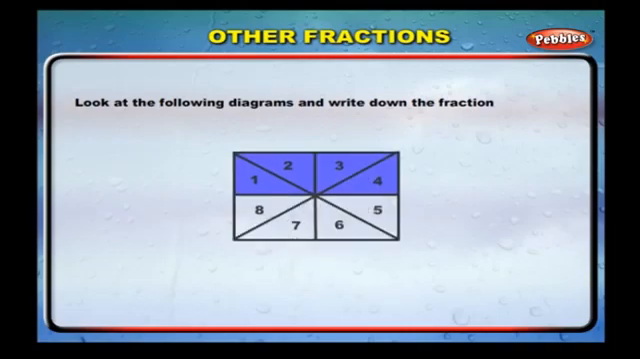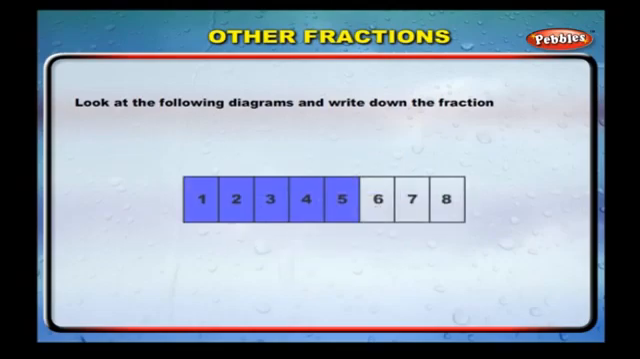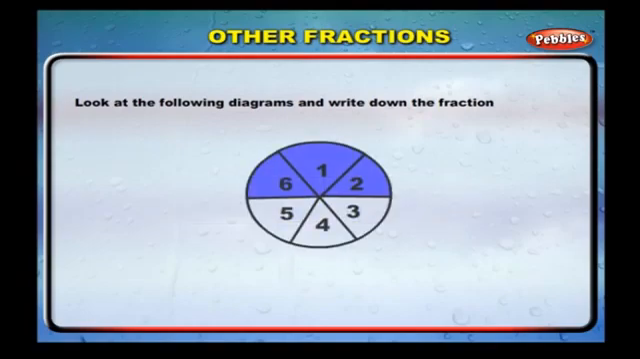In this diagram, 4 parts of the 8 parts are shaded, so it is 4 by 8. In this diagram, 5 parts of the 8 parts are shaded, so it is 5 by 8. Here, 3 parts of the 6 parts are shaded, so it is 3 by 6.